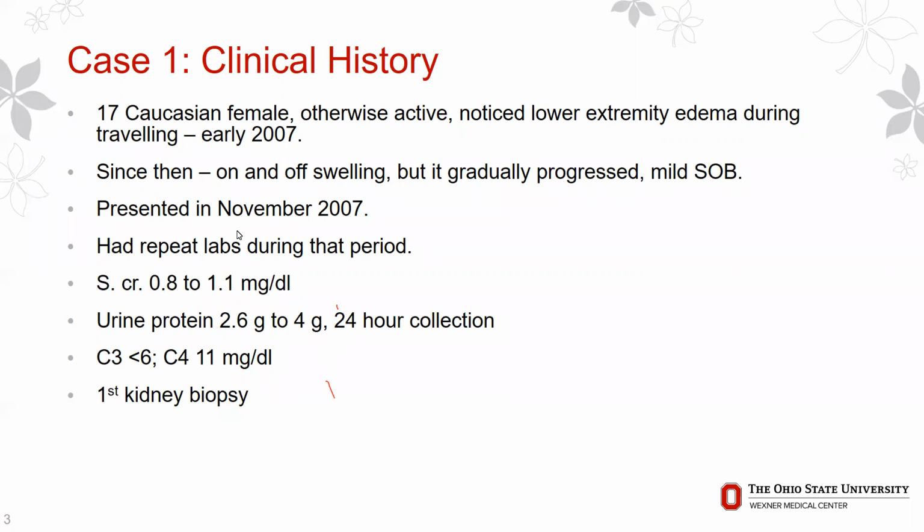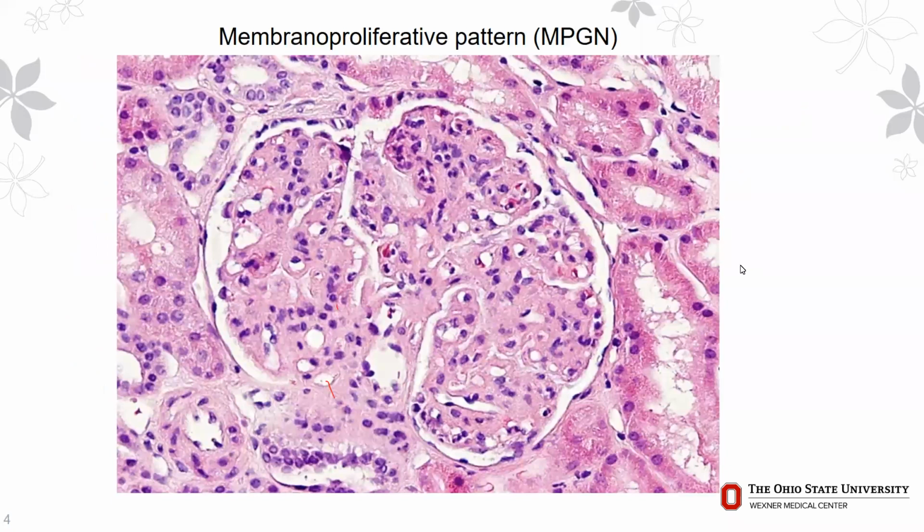And she again presented in November of 2007. She had several repeat labs around that period, and her serum creatinine had started to increase a little bit, 0.8 to 1.1. And she did have quite a bit of protein in her urine, up to 4 grams on 24-hour collection. Her complement levels were very low, particularly C3, but even C4; both C3 and C4 were low. So at that time, she underwent her first kidney biopsy, and let's look at the biopsy.